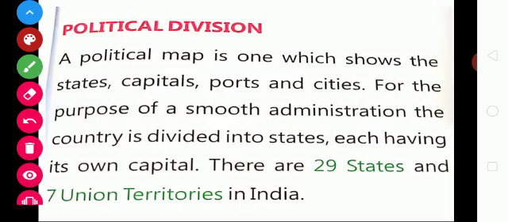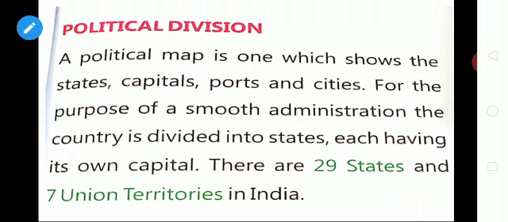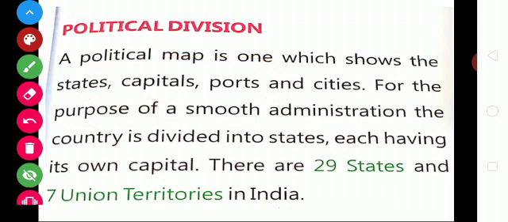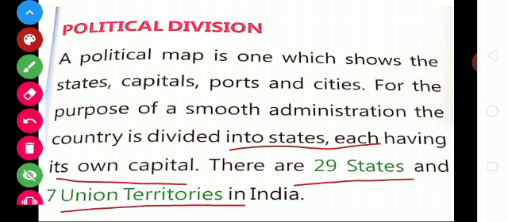And then political division. A political map is one which shows the states, capitals, ports and cities. For the purpose of smooth administration, a country is divided into states, each having its own capital. There are 29 states and 7 union territories in India.